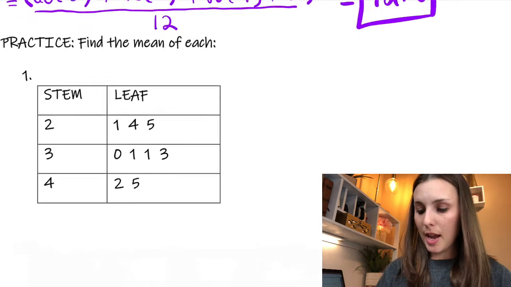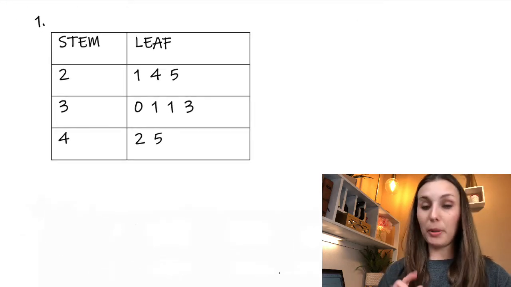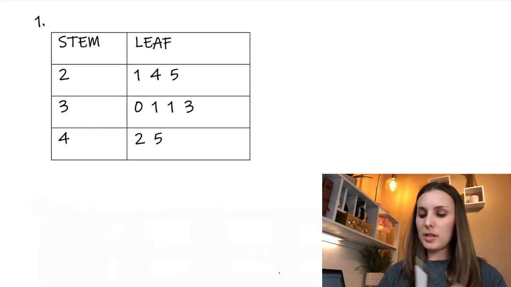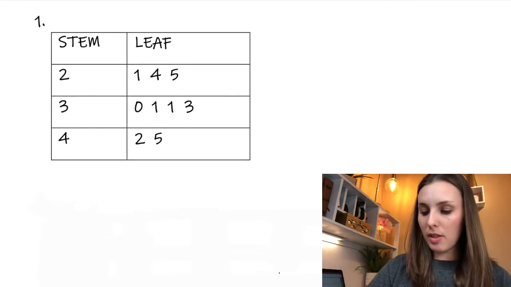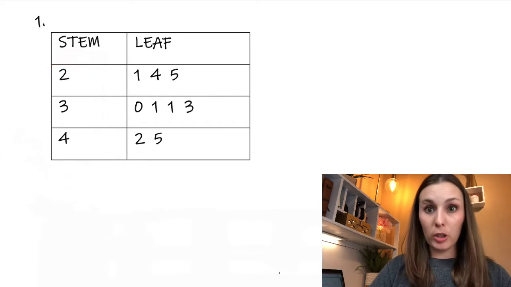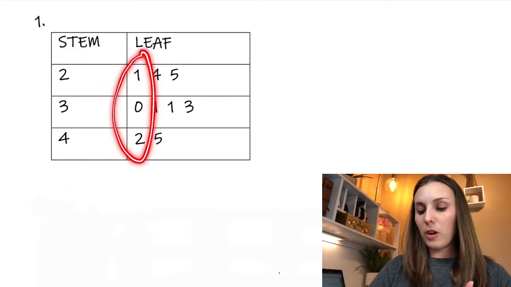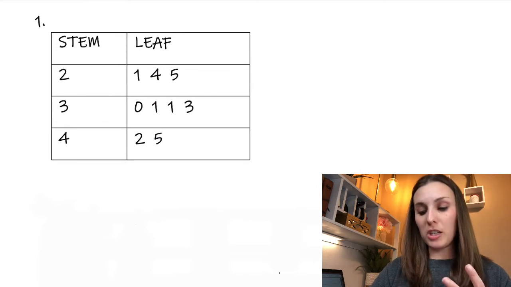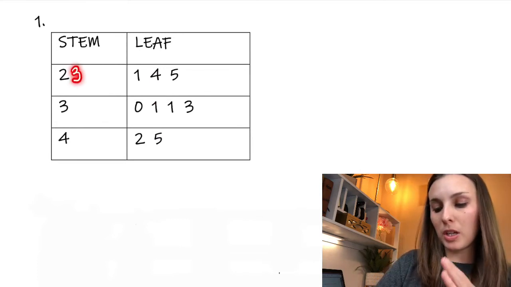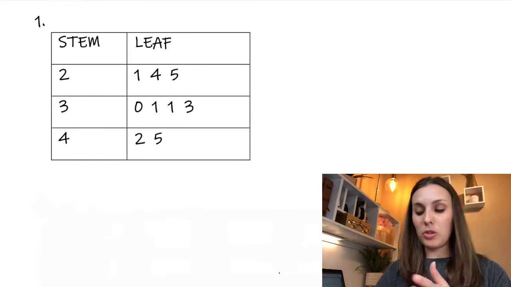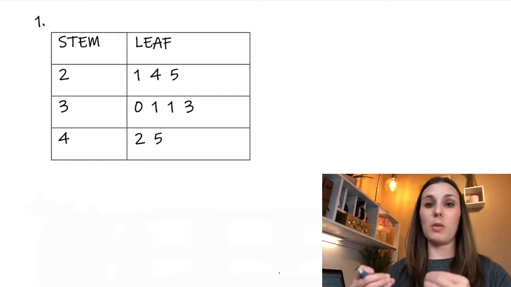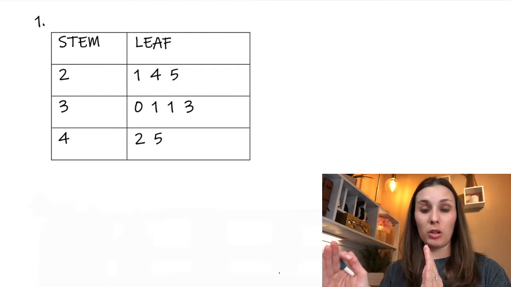Okay, this is a stem and leaf plot or table, either one, where the stem represents the first number and the leaf represents the last number. Now these are 2-digit numbers. If it's a 3-digit number, then the stem would represent the first 2 numbers and the leaf represents the last number. So basically what I'm saying is the leaf always represents the last number.